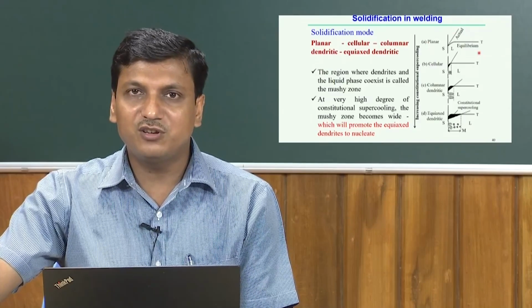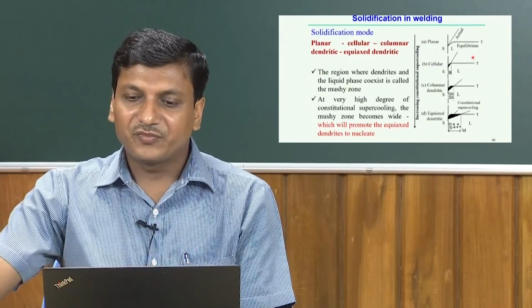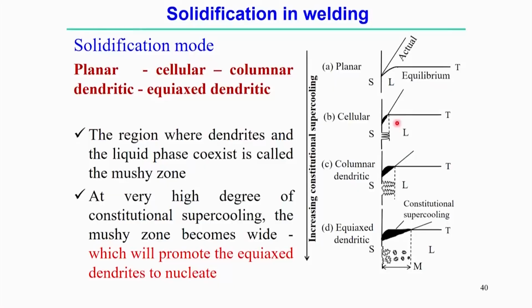The mode of the solidification is basically planar. Next, if there is a certain amount of increment of the constitutional supercooling, then it crosses the slope, and there is a shaded zone marked by the black, and that actually produces the cellular kind of solidification mode.